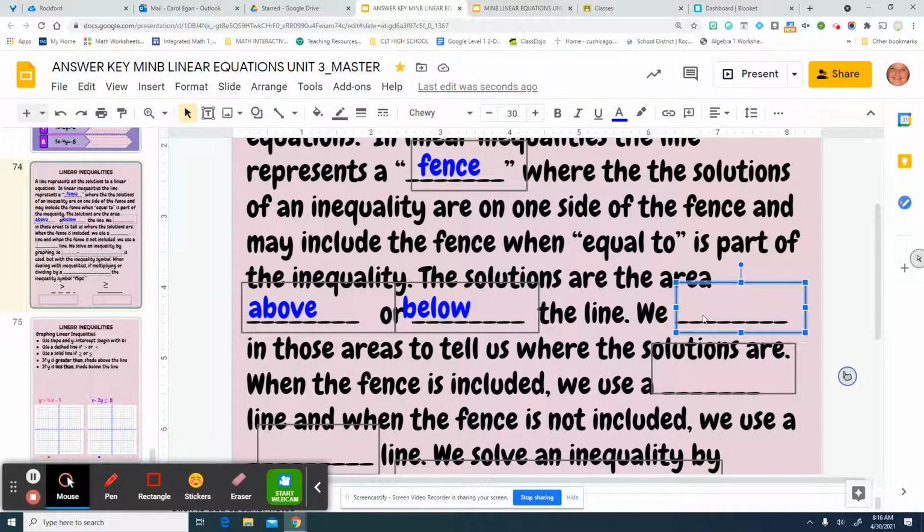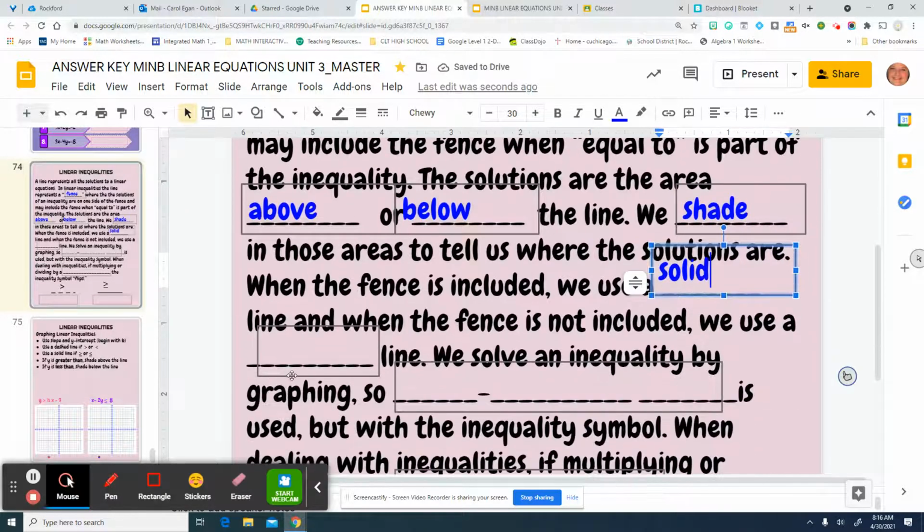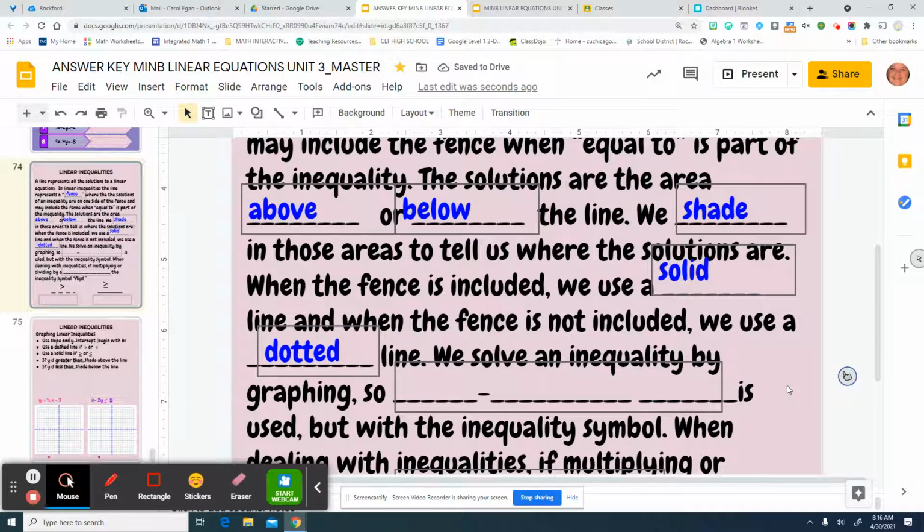The way we represent that is we shade in those areas to tell us where the solutions are. When the fence is included, we represent that using a solid line. And when the fence is not included, we use a dotted line. Very similar to when we talked about domain and range. When something was included, we used a certain type of bracket, or it was represented by a solid point, versus when it wasn't included, we used a parenthesis or an open circle to represent that it was up to but not included.